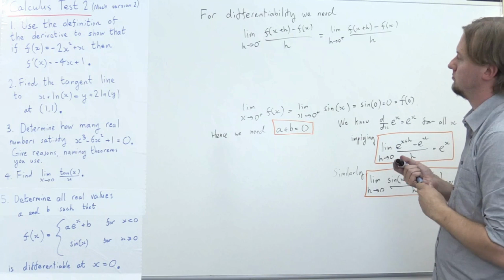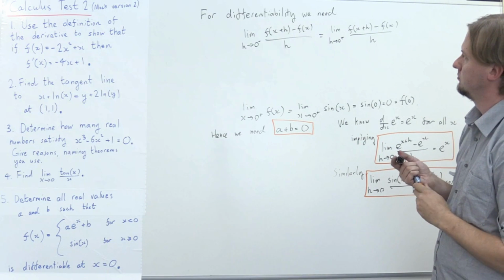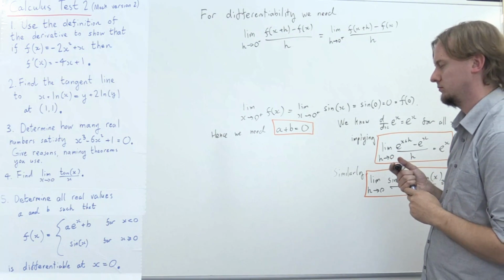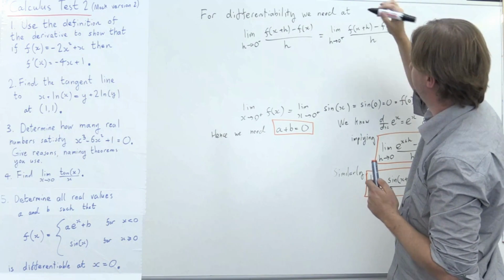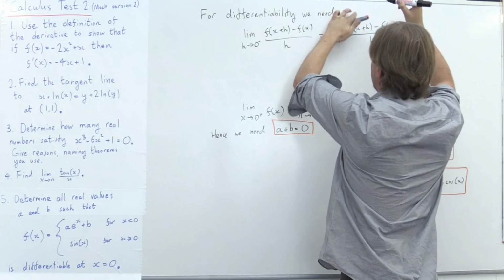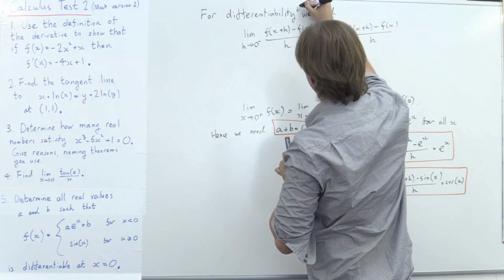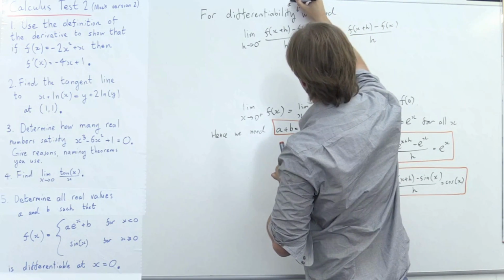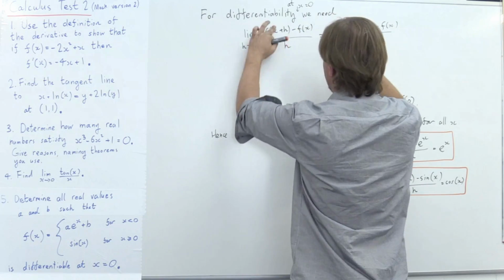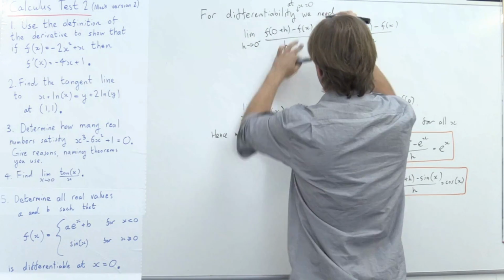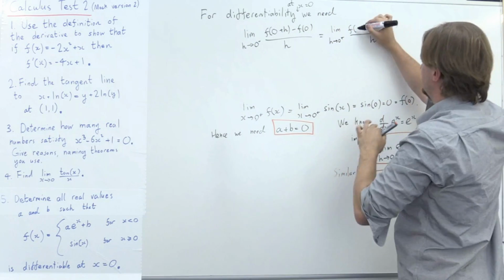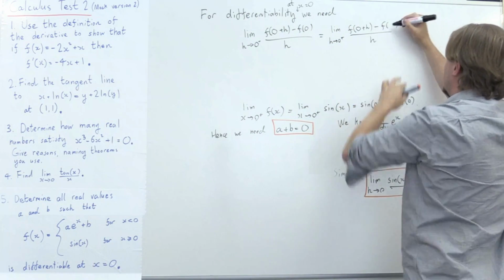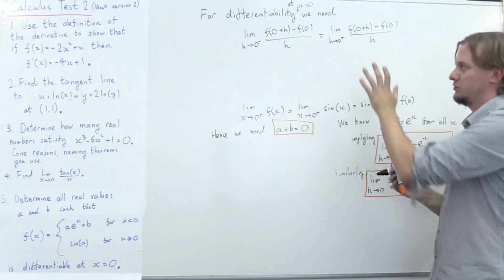Well, I did say that a little bit too generally. For differentiability, the question's actually not asking everywhere. The question just asks us to do it at x equals 0. So I need that 0 plus h minus f of 0. I only really care about the point 0. So for differentiability, we need that.